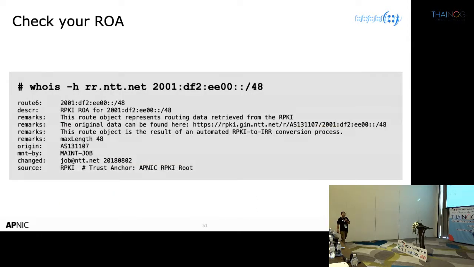If you don't like GUI like me, point yourself to rr.entity.net. Entity runs an IRR database, and their IRR database also creates route and route6 objects based on ROAs, which is a very good thing. They started doing this since July last year. So what I could do is, using the CLI whois, point it to rr.entity.net, give my prefix, and if I check, it will say that, hey, there is a valid ROA for this. Right? Once you create your ROA, if you want to find out whether your ROA is populated correctly in the global repository or not. Okay?